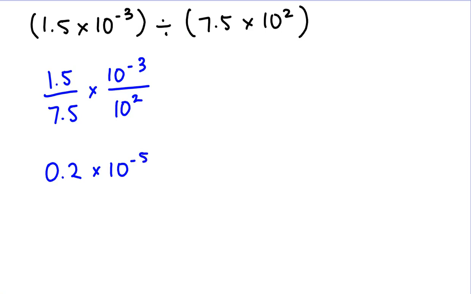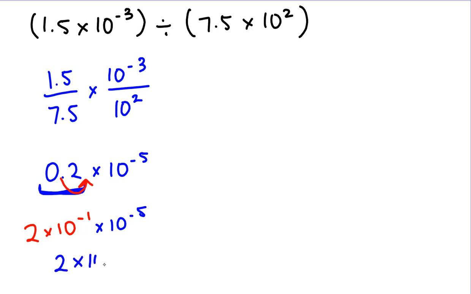Now, before we circle our answer, I want you to notice that this here is not right because it needs to be at least 1. This means we need to move our decimal and rewrite it in scientific notation. So now we have 2 times 10 to the power of negative 1 times 10 to the power of negative 5. And so negative 1 plus negative 5 is negative 6. So we have 2 times 10 to the power of negative 6. And that is our answer.